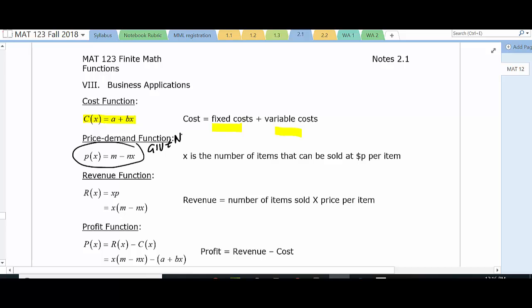The way that economists do this is they do it statistically. They collect data, and then they do something kind of like that regression on a calculator. They use computers to come up with mathematical models. So that's generally going to be given to you.